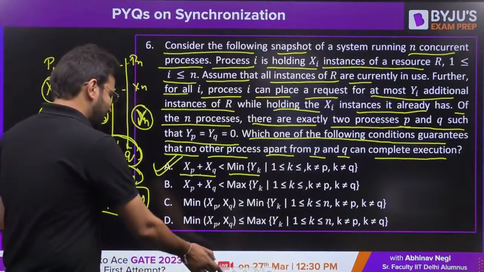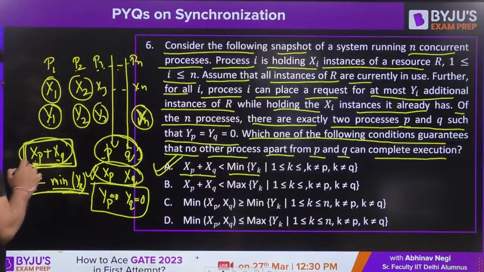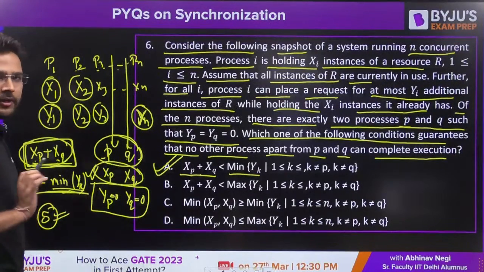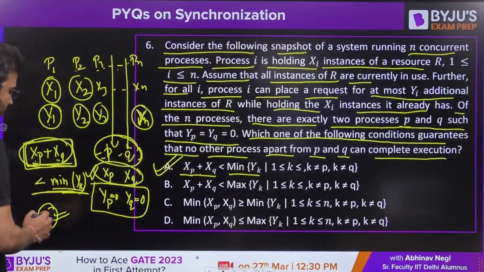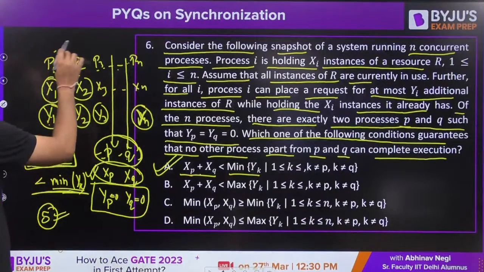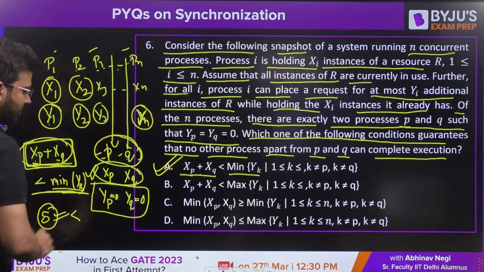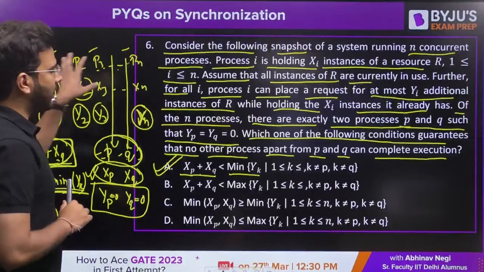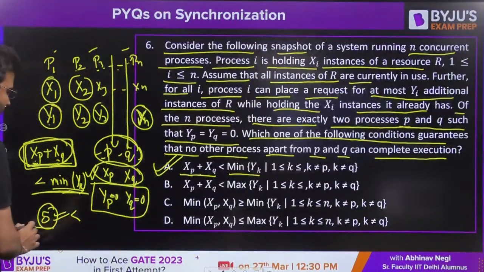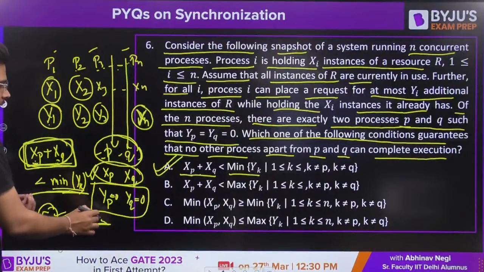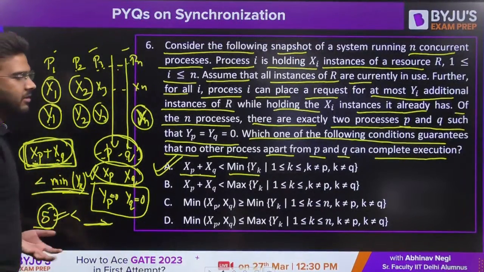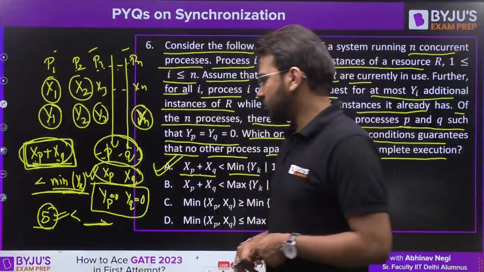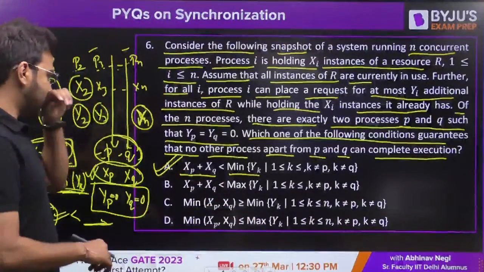Or if you want to consider the values also, let's say XP value is 2, XQ value is 3. So total 5 instances of resources are free after P and Q complete their execution. Now the minimum requirement of all other processes is, let's say, greater than 5. So can you allocate the resources required by other processes? No, because you have 5 and the minimum requirement these processes are having is greater than 5. That means they will not be able to complete their execution. Only P and Q will be able to complete their execution. Clear? So that's why option A is the correct answer here.